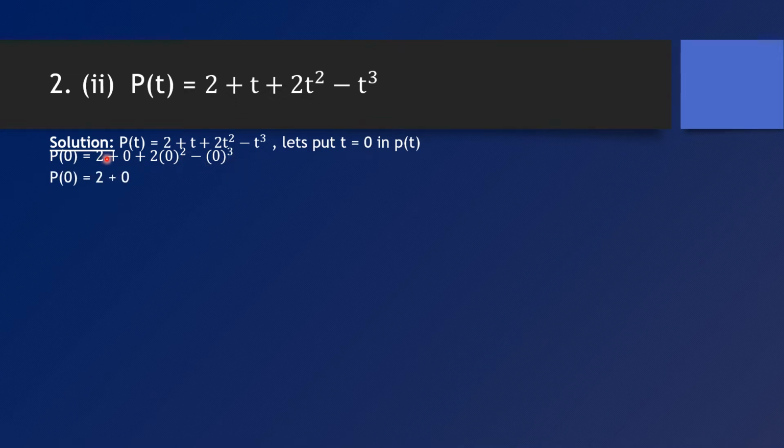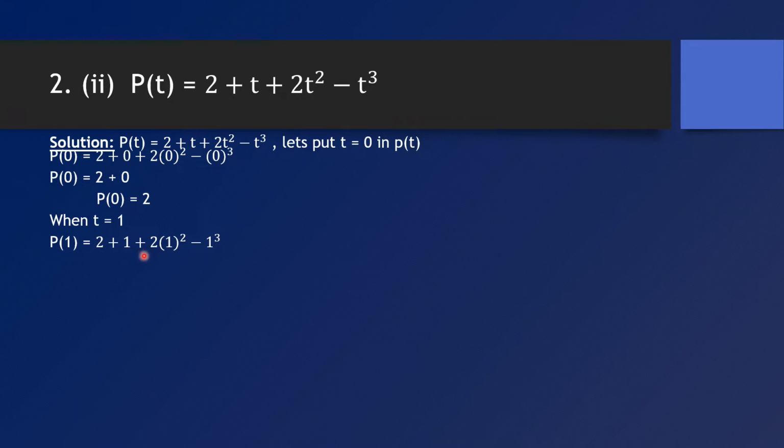So the result will be 2 plus 0, that is equal to 2. So p of 0 will be 2. Again, we'll put t is equal to 1. So whenever we find t in the given polynomial, we'll put t is equal to 1.